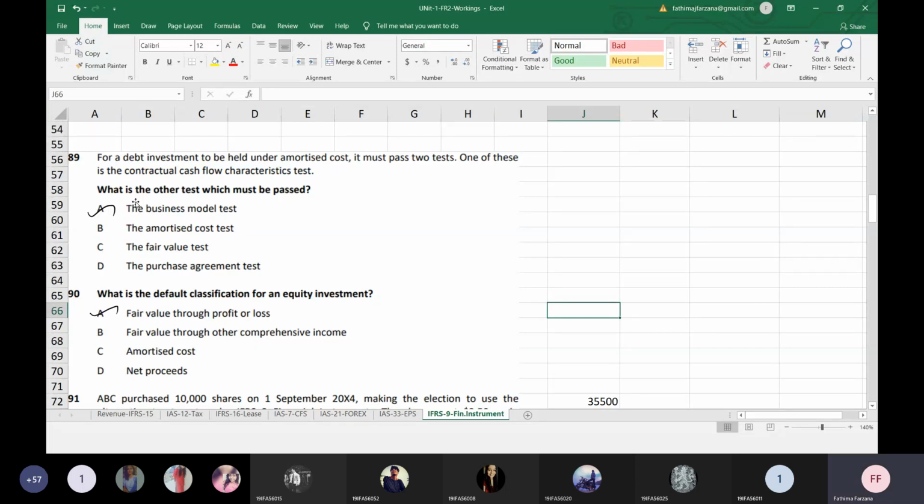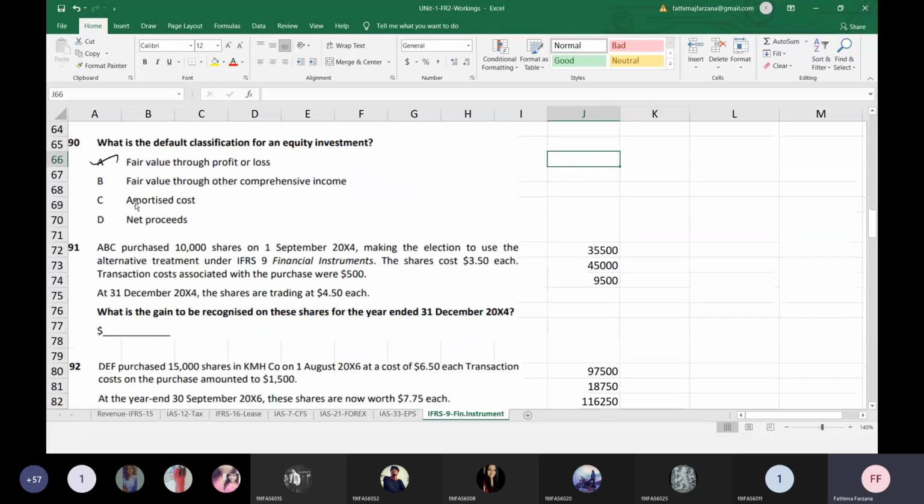In debt investment, buy another asset with higher returns. Exactly, you can sell and buy another asset if it will provide a higher rate of returns than the previous one. That also is the business model test. Okay, fine, very good. So let us go to the next one, 91.